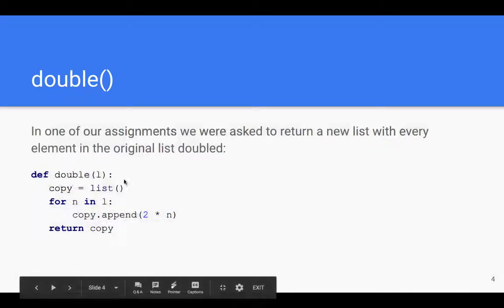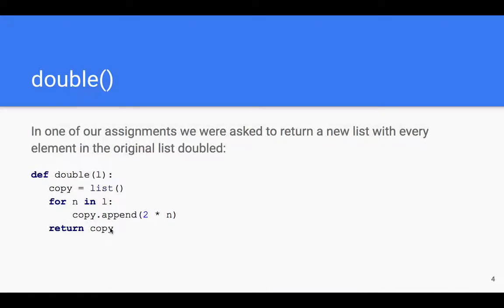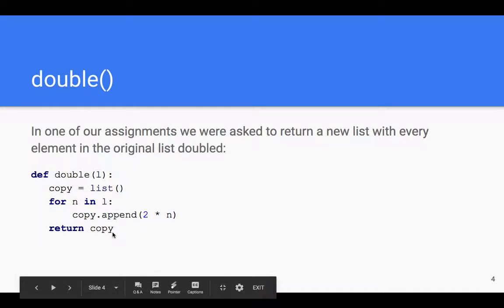I think most of you did something like this. I pulled that from the instructor solution. Basically, given the list, we create a new list. And then for every number in the original list, we just double that number, 2 times that number, and append that to the new list. And then at the end, we return the new list, right? So that's what we did.